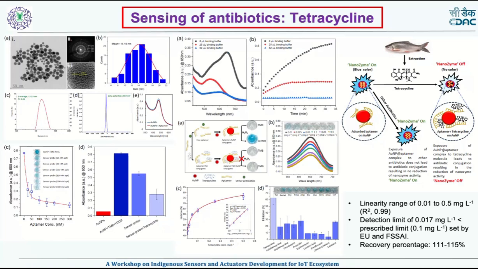And we have standardized all the reaction parameters and found that this particular linear range is 0.01 to 0.5 ppm. Within this range, it can detect the tetracycline, and the detection limit is 0.017 ppm. So this 0.017 ppm is much less than the prescribed tolerance limit, that is 0.1 ppm, which is set by the European Union and FSSAI.